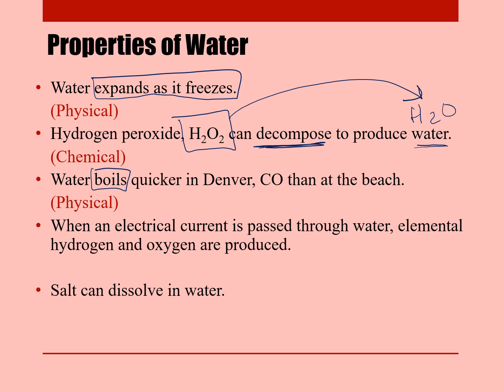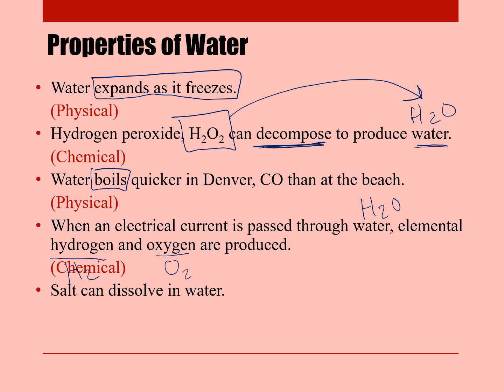When an electrical current is passed through water, once again, you have to know that water is H2O, elemental hydrogen and oxygen are produced. So I'm going to be making some hydrogen and oxygen. Is H2O the exact same thing as H2 and O2? No, it's not. It does change what it's made out of. These are no longer bonded. Hydrogen is no longer bonded to that oxygen like it is in water. So therefore, this would be a chemical change.